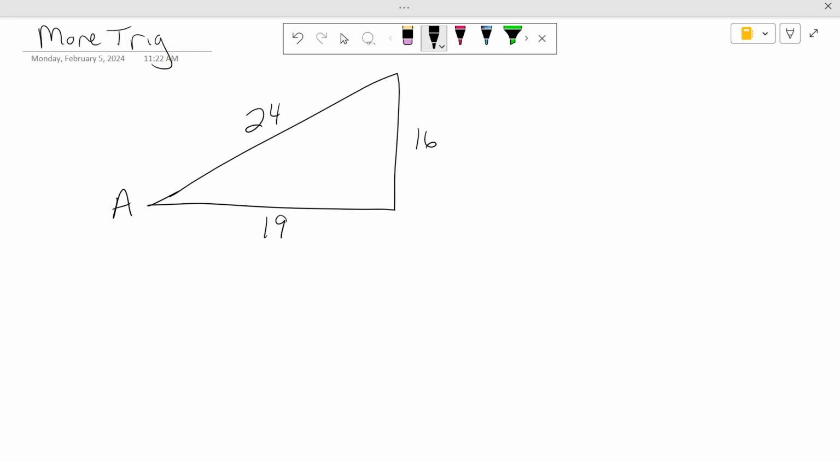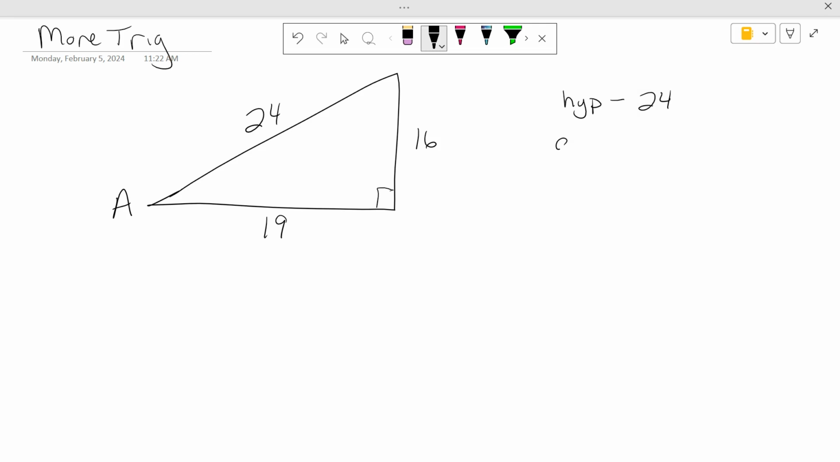So if angle A is there, you need to find what first? Which side do you want to figure out first? The hypotenuse you find first. What side is the hypotenuse? 19, 16, or 24? 24. You got to know that.